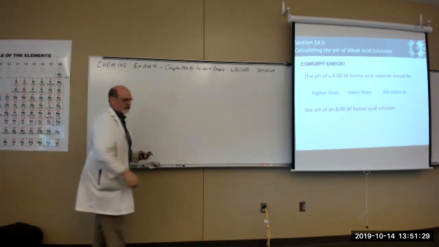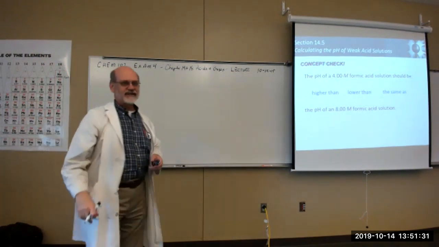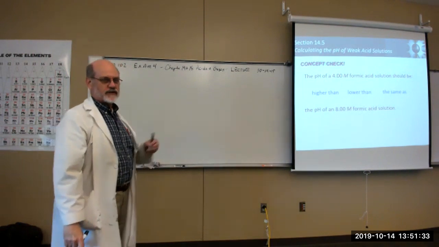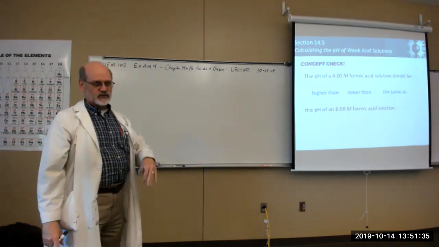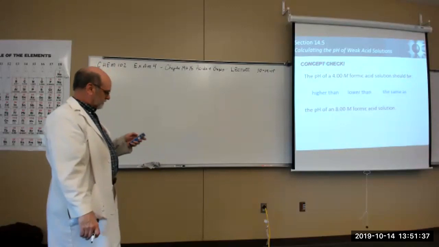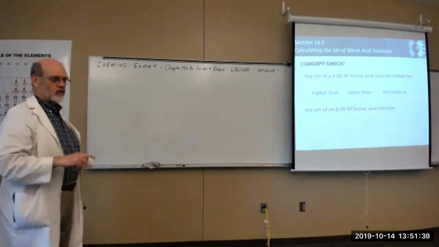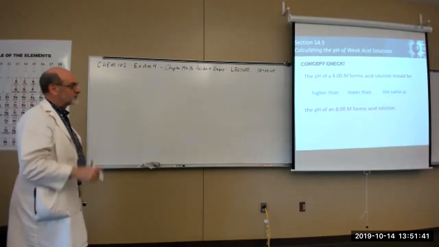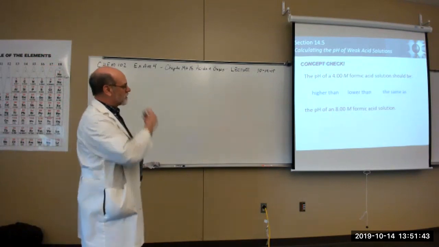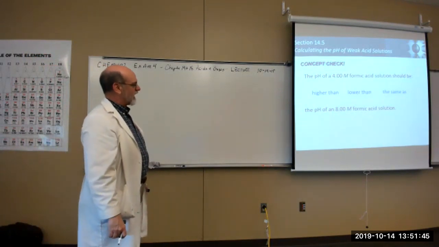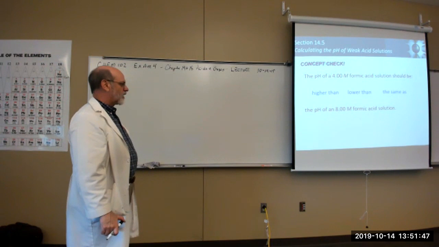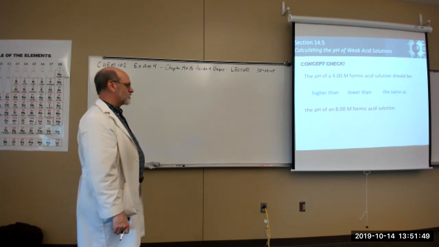So not that I want to make you do that proof on the test, but that explains why percent dissociation goes up as concentration goes down. If you remember that one rule, then you'll be fine. So the pH of 4 molar formic acid should be higher or lower than, or the same as, the pH of 8 molar formic acid solution.